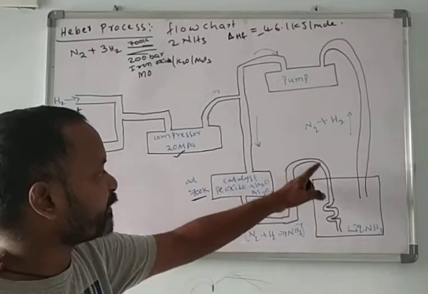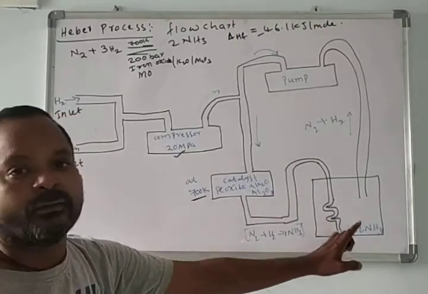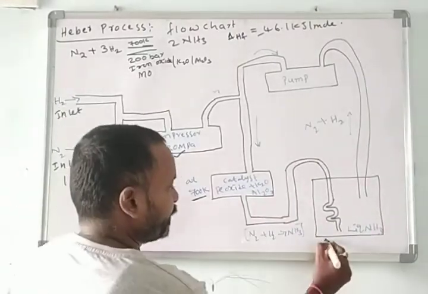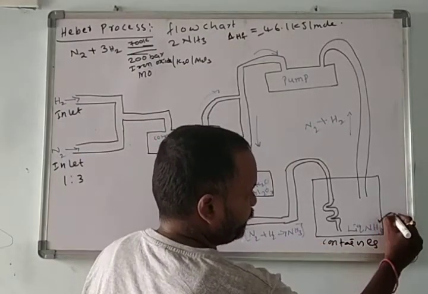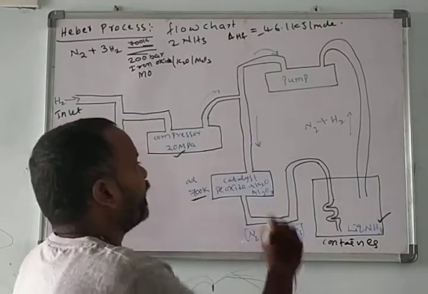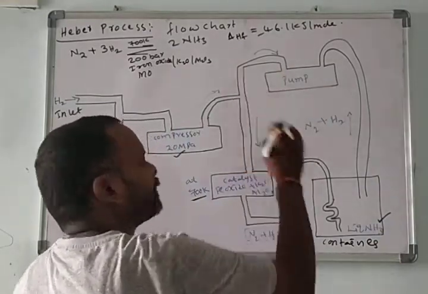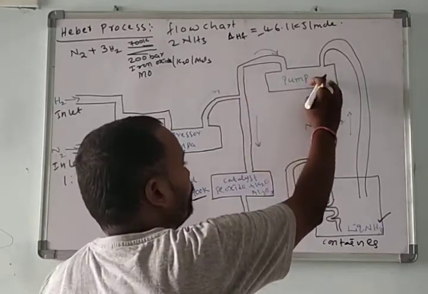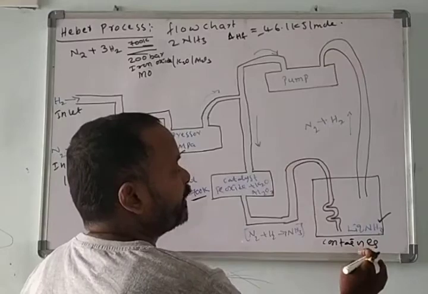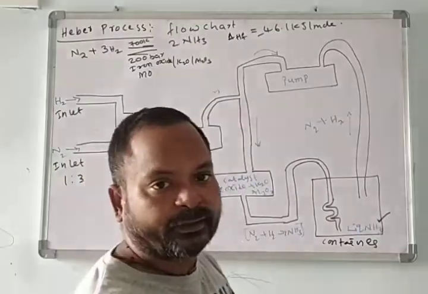This ammonia gas is transferred into the container, or collector. It contains liquid ammonia. And here we have a pump. If extra nitrogen or hydrogen gas is there, that will be moved into the pump, and this will be moved into the same liquid ammonia or unreactive nitrogen and hydrogen.